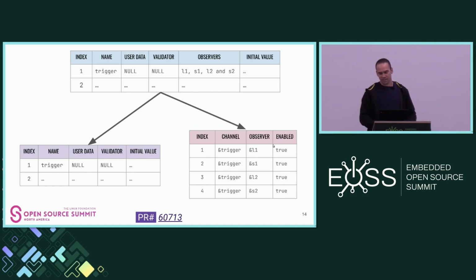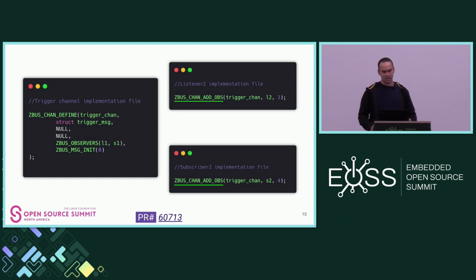And now we have an additional enable flag that enables us to enable or disable each observation individually, which is good and gives us a lot of flexibility. And the best part is that we can define static observers in separate files. Before, we could only have static observers at the channel definition time.